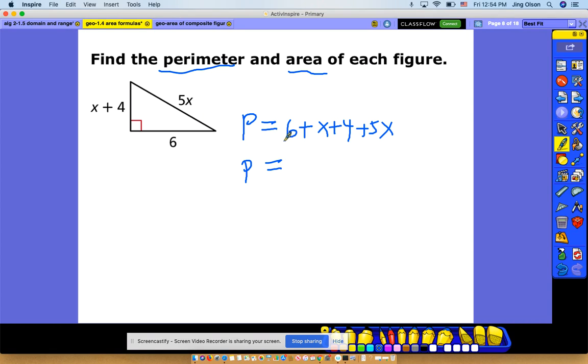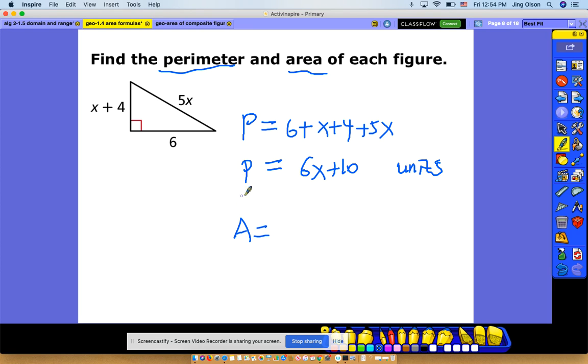So 1 side, 2 sides, 3 sides. So what do you do with these ones? Like, what's my answer? Your answer is whatever you get after combining like terms. Okay, so x plus 5x is 6x, and 6 plus 4 is 10. So the answer is 6x plus 10 units, okay? Just units. That's the perimeter.